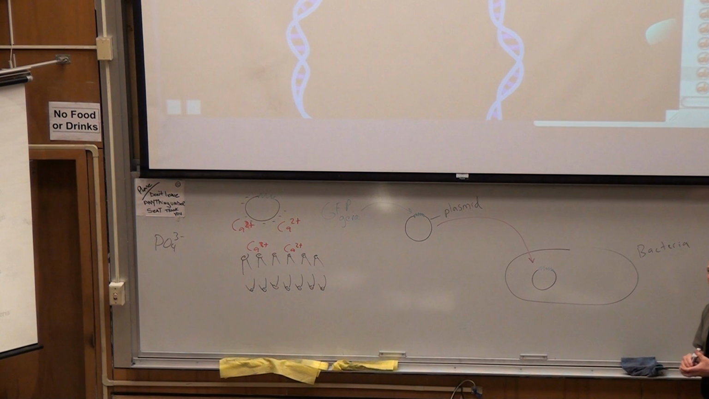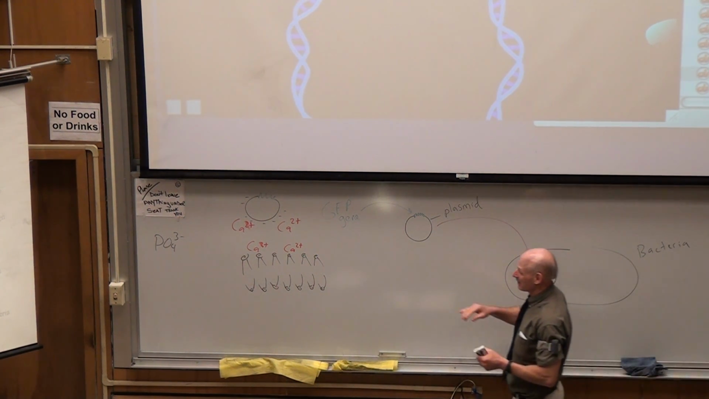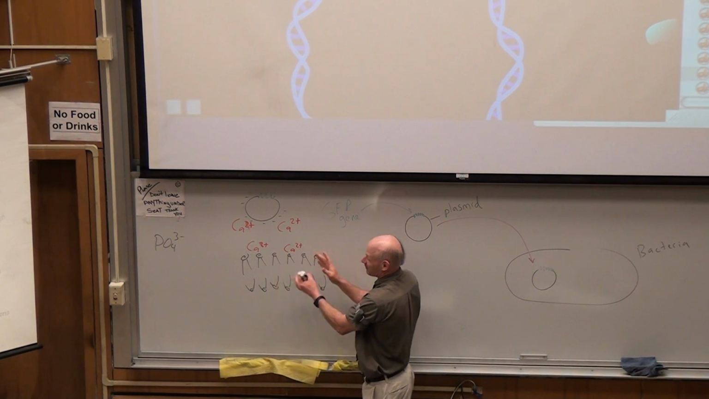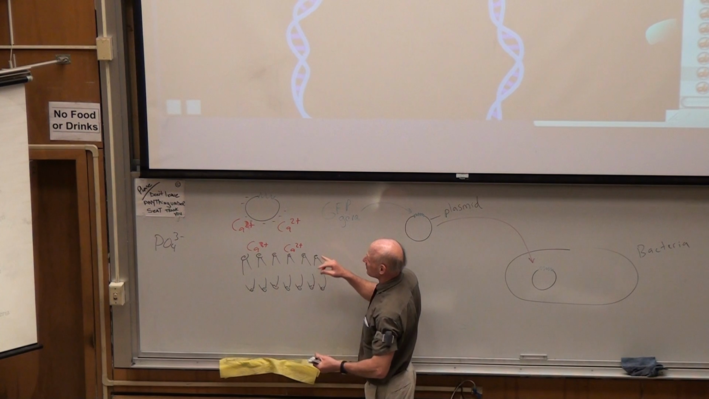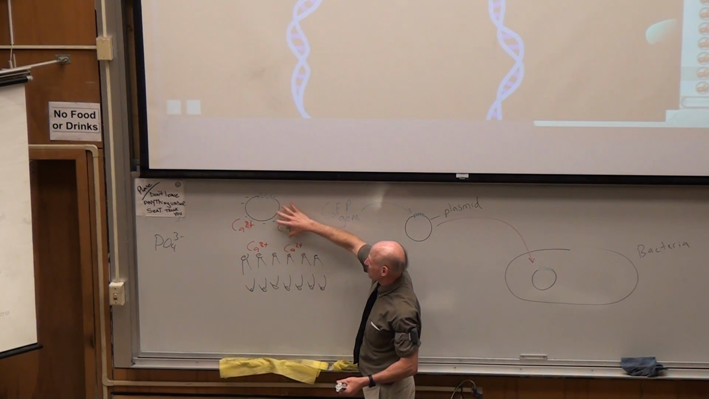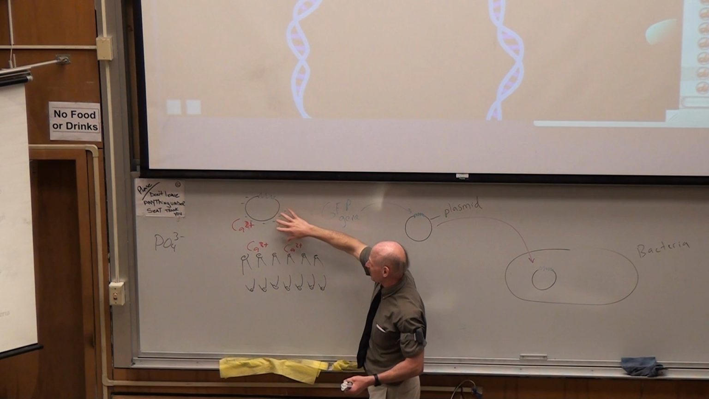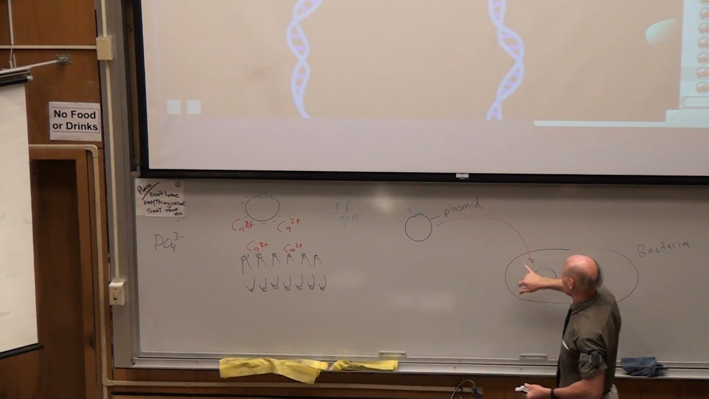And we're also going to do another trick called heat shock. When you heat something up, of course, you increase the molecular motion of it, and that would tend to make the membrane get a little bit looser. So in addition to the calcium, we're going to heat up the bacteria very briefly, and that will also help us get our plasmid inside there.